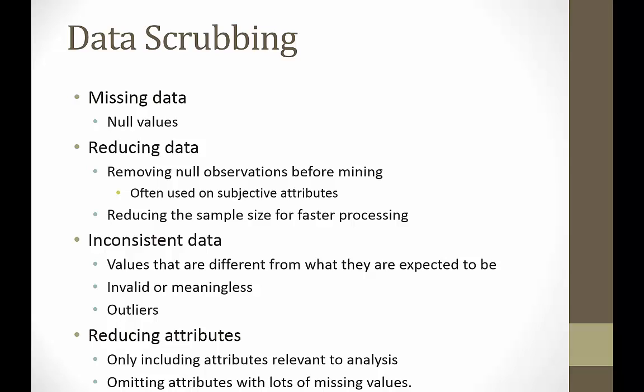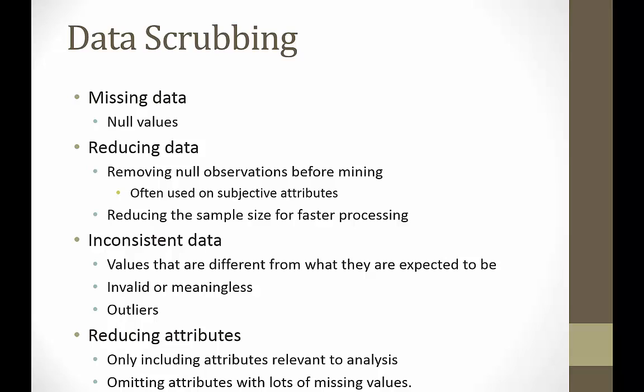Another way of data scrubbing is to reduce data. And how can you reduce data? You can remove all null observations before mining. That's one way of reducing data. Or you can reduce the sample size for faster processing. Typically, you are dealing with a lot of data, especially if the data is coming from industry. In most statistical analysis, you don't need all that data. You only need a representative sample of that data, and you may just go with that representative sample to give you a good understanding of the whole population.